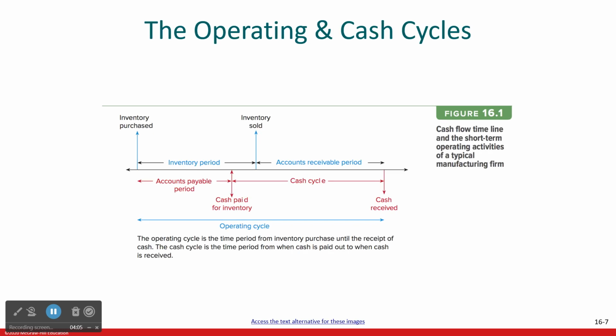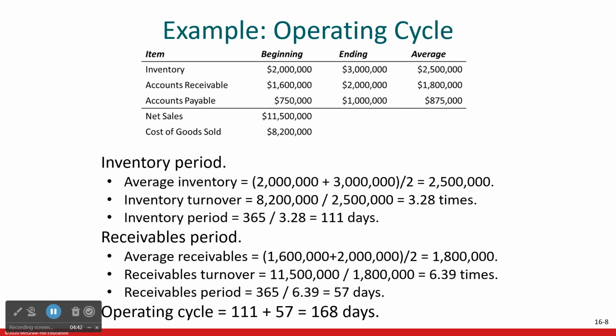So we see this graph. This is figure 16.1 from the text, where it shows when inventory is purchased, when it is sold, when cash is collected. And then we see the accounts payable period offsets the cash cycle. And so most would assume that if our accounts receivable period, it's taking our customers 30 days to pay. If we wait 30 days to pay our bills, then we essentially cancel out those, and our cash cycle would become our inventory period. So that's what we're looking at here.